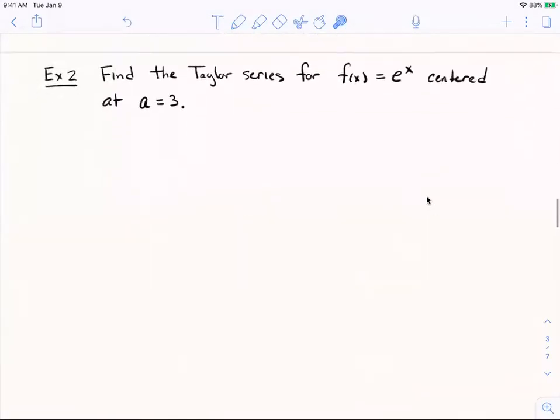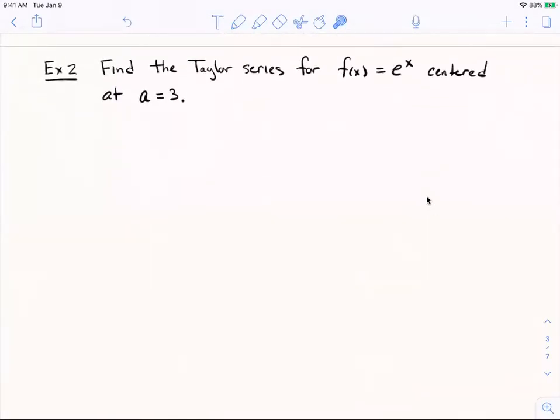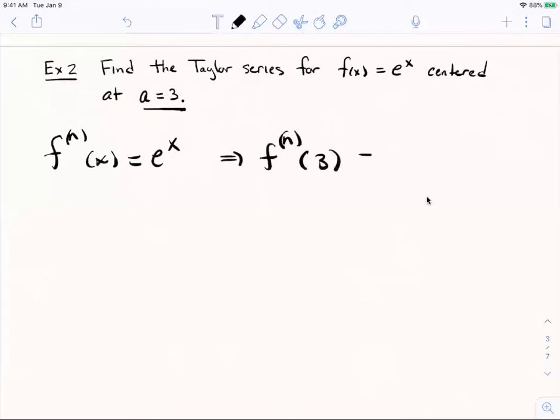Let's do a different example. Let's find the Taylor series for e to the x centered not at 0, so not a Maclaurin series, but let's center it somewhere else. So you have to do the same thing. You have to take a bunch of derivatives. I'm going to keep the video short and say, we already said that the nth derivative of e to the x is itself. But now if I want the Taylor series centered at a equals 3, I'm not plugging in 0 for x, I'm plugging in 3. So this time I get e cubed.